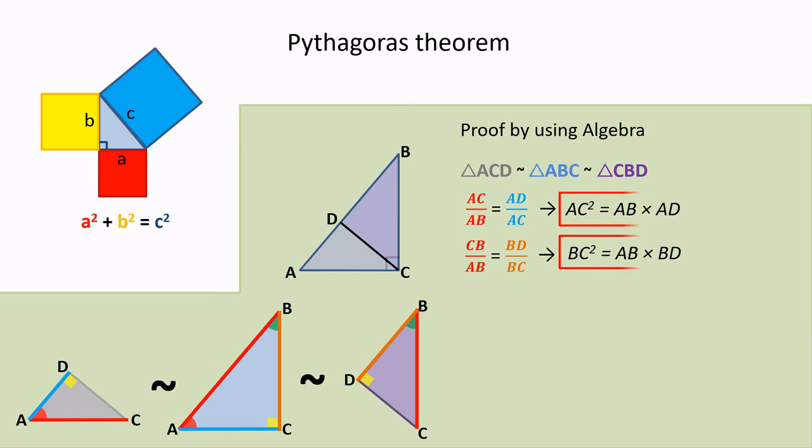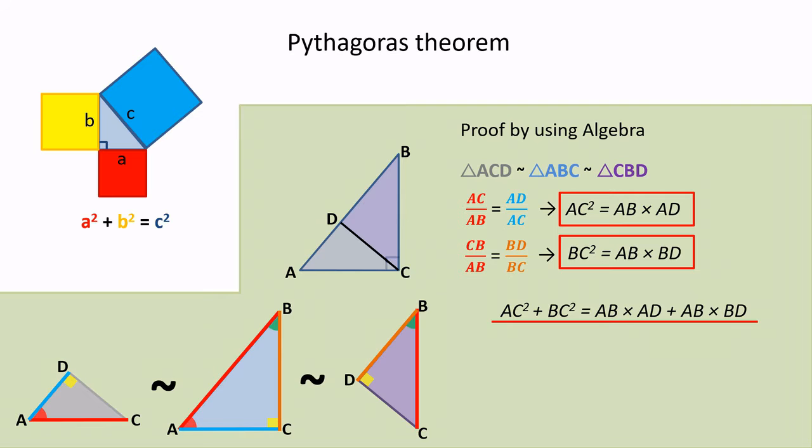Now we add the two equations together and rearrange the terms. Finally, we get AC squared plus BC squared equals AB squared.